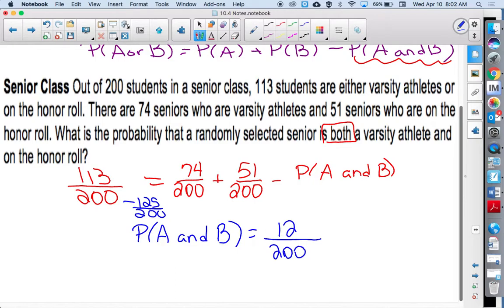And then if we reduce that, maybe divisible by 4? Yeah. 3/50. Questions?